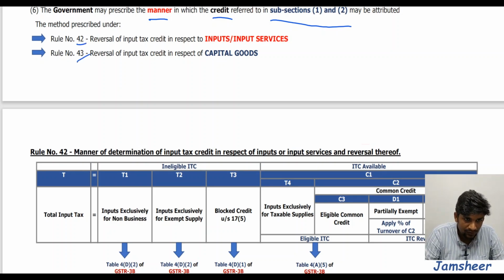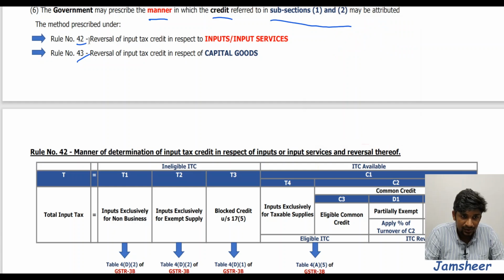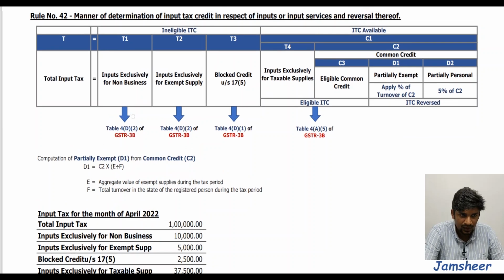Rule 42 and 43 talk about the manner of determination of reversal of input tax credit in respect of inputs or input services. Rule number 43 talks about reversal of input tax credit in respect of capital goods. So we are mainly highlighting rule number 42 here with an example.